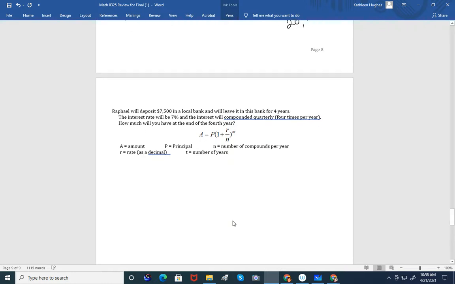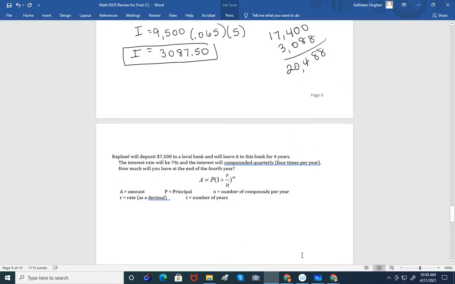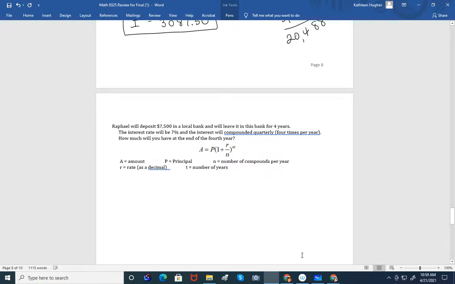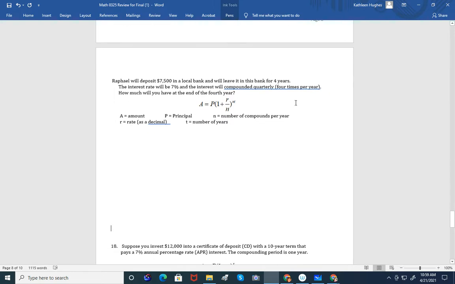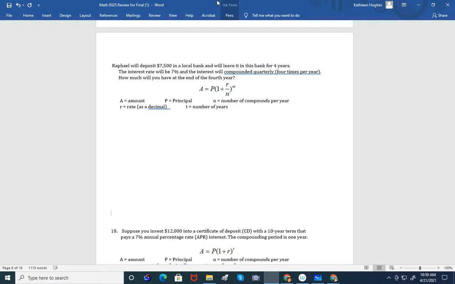Now, this next problem has to do with compound interest. It says Raphael will deposit $7,500 in a local bank and will leave it in this bank for 4 years. The interest rate will be 7% and the interest will be compounded quarterly. So 4 times a year. Every 3 months they're going to compound.